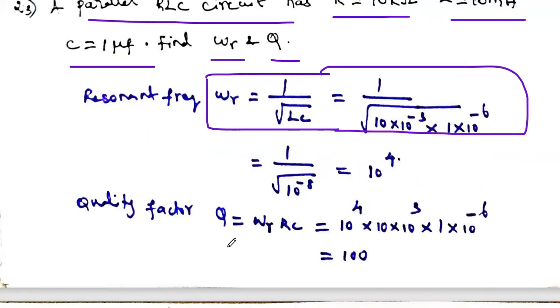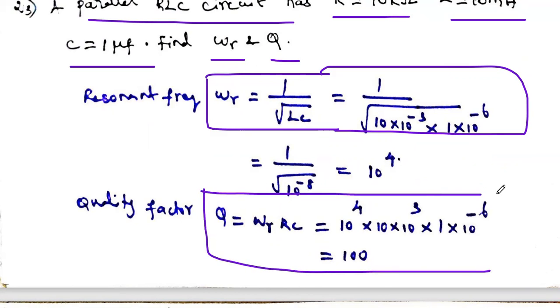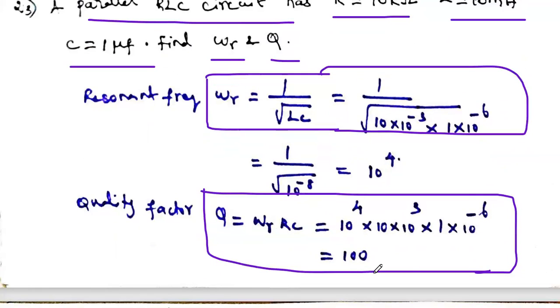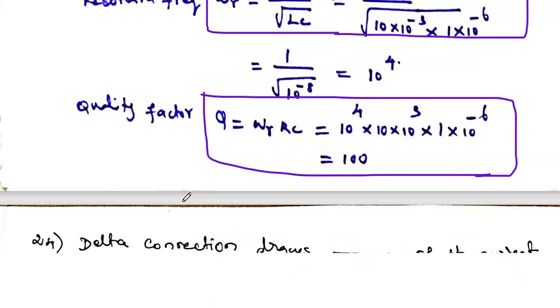Then the quality factor. This is a parallel RLC circuit, so the quality factor Q is equal to omega R RC. There are three different formulas, and this is one of them. Omega R is 10 to the power 4, the resistance is 10 kilo ohm, and the capacitor value is 1 into 10 to the power minus 6. If you solve it, you get the answer 100. These are all formulas you should remember.